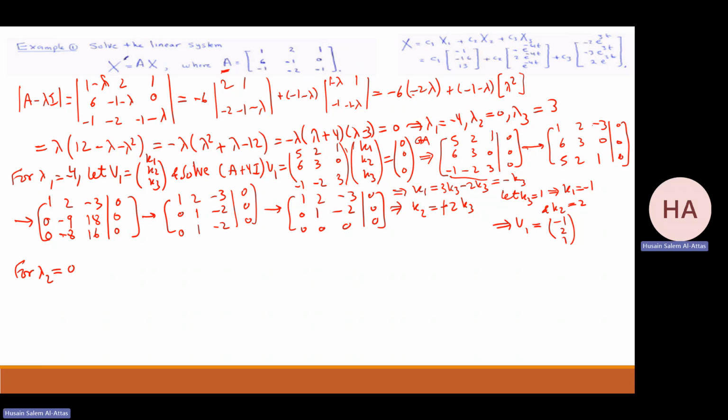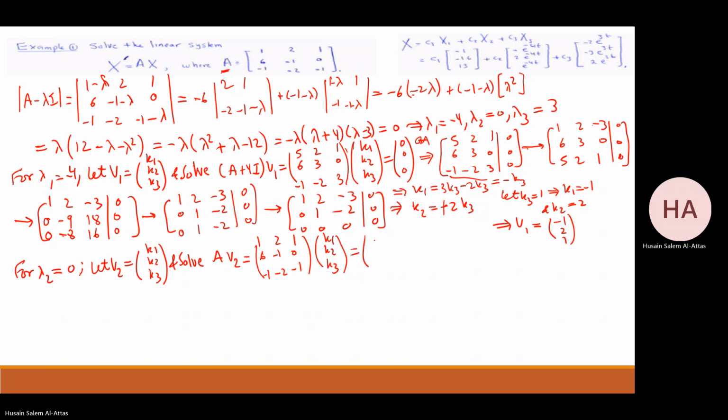Now for lambda 2 equals 0. I hope it will be easier. I'm not sure. Let V2 be K1, K2, K3, and solve the system, which is AV2 equals 0, because lambda will be 0. Where we have A is 1, 2, 1, 6, minus 1, 0, minus 1, minus 2, minus 1, times K1, K2, K3 equals 0, 0, 0. I'll do Gauss elimination, I think it's easier.